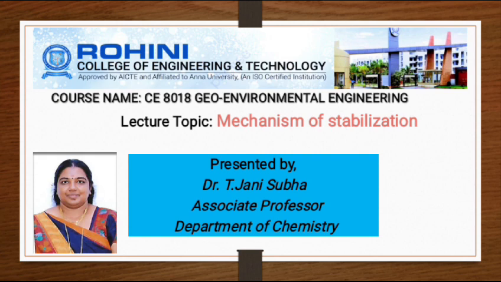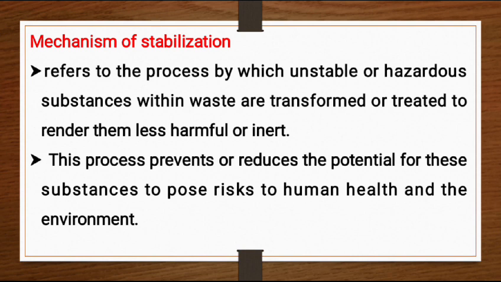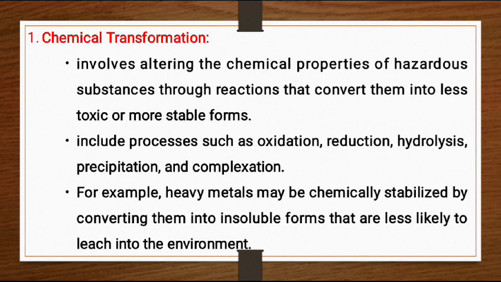It refers to the process by which unstable or hazardous substances within the waste are transformed or treated to render them less harmful, or they are made inert or inactive, and this process reduces the potential of the substances to pose risk to human health or to the environment. And here we have the various mechanisms like chemical transformation, biological transformation, physical transformation, ion exchange, adsorption, etc. Let us see into them one by one.